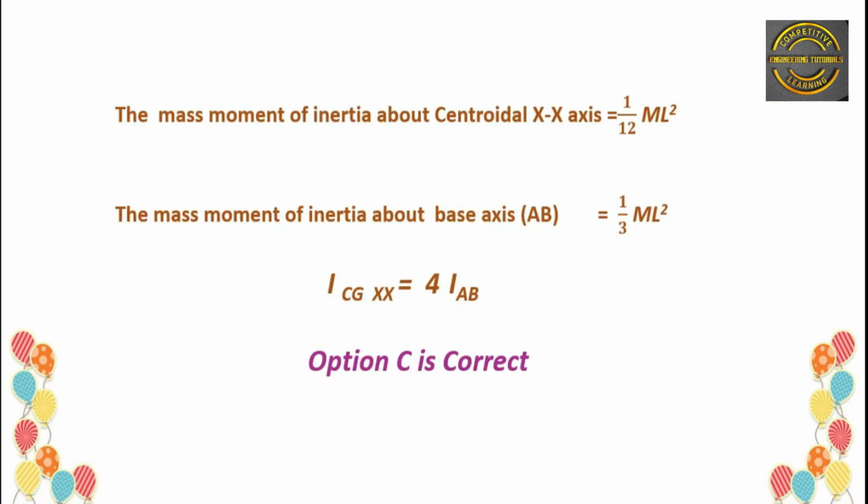So here this one is the explanation. The mass moment of inertia about centroidal x-axis is 1 by 12 into ml square, and the mass moment of inertia about the base axis AB is 1 by 3 into ml square. So finally the mass moment of inertia about the end axis is equal to 4 times the mass moment of inertia about its central axis. Option C is correct.